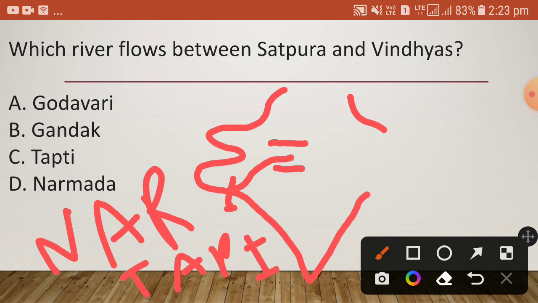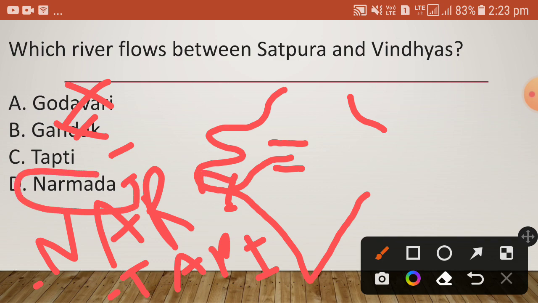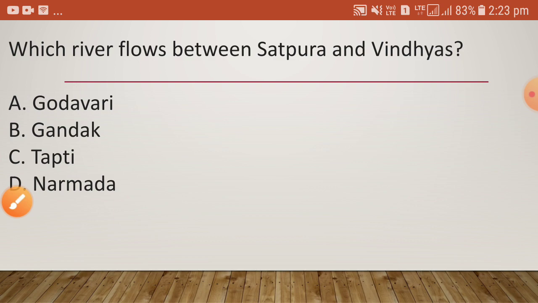Now you would have already eliminated Godavari and Gandak. So there are two only, Narmada and Tapi. So which of the following river flows between Satpura and Vindhya? So the answer is Narmada. So Narmada is the one that flows between, whereas Tapi is the one which flows near Satpura ranges. I have added a map at the end also. You can clarify your doubts by looking into the map.